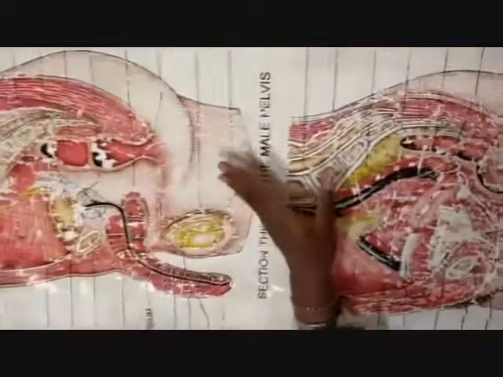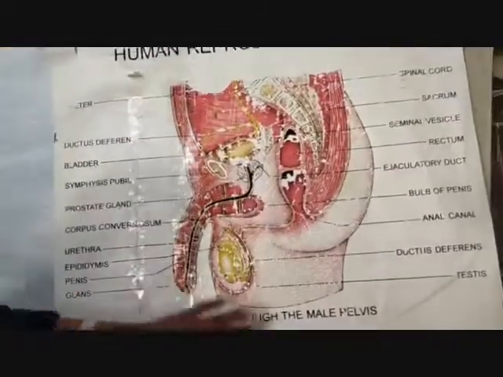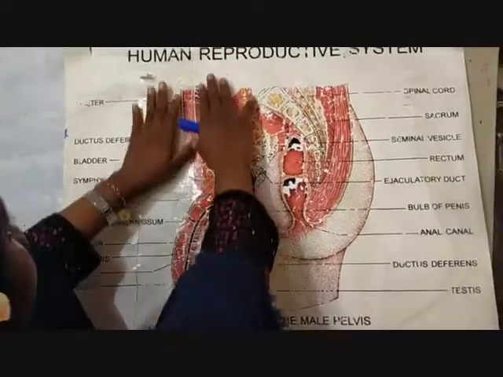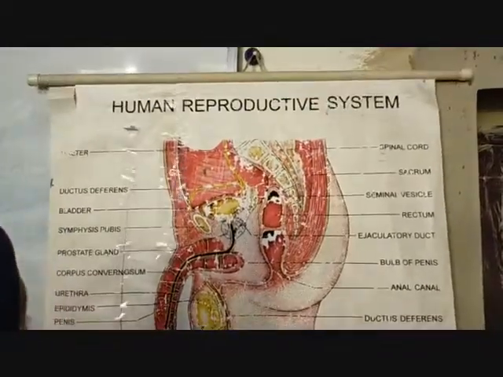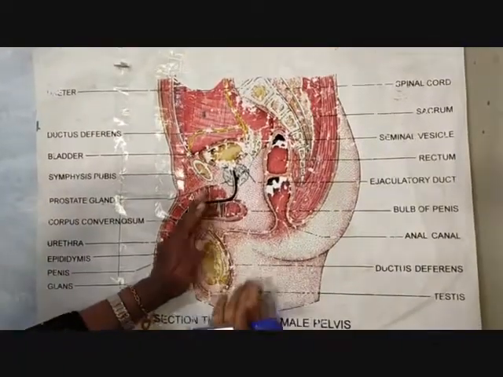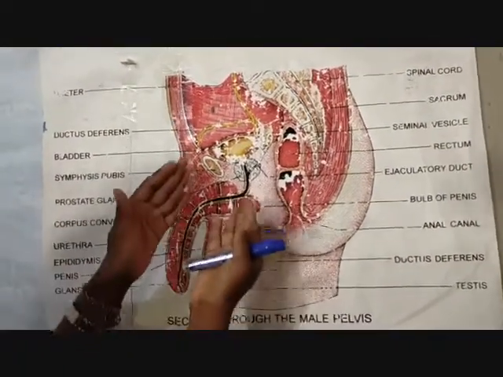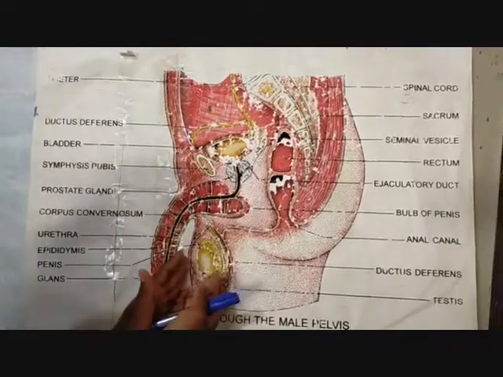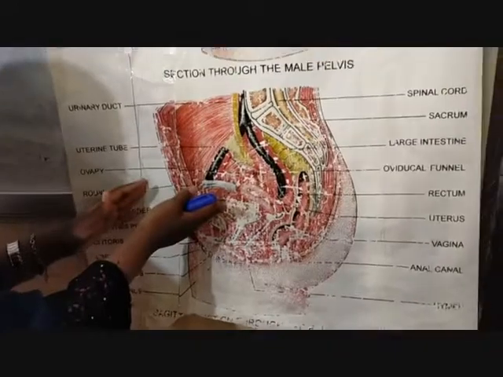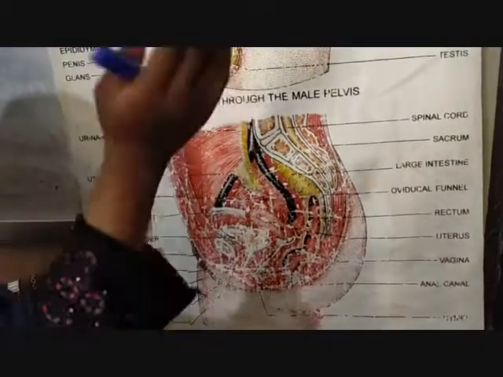Structure and function of the reproductive system. So we have the human reproductive system here. This is a side view. This is the side view of the longitudinal section through a male reproductive system, and this is the side view of the longitudinal section through a female reproductive system.